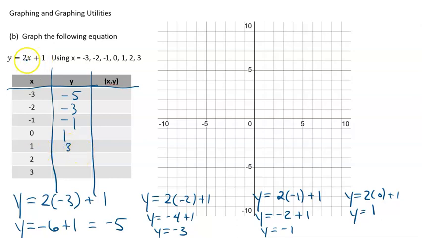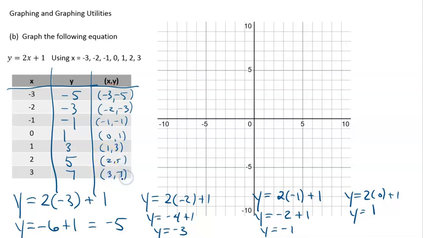Take the 2. 2 times 2 is 4 plus 1 is 5. And then 3, 2 times 3 is 6 plus 1 is 7. All of these are solutions. If I write them as an ordered pair, that's (-3, -5), (-2, -3), (-1, -1), (0, 1), (1, 3), (2, 5), and then finally (3, 7).